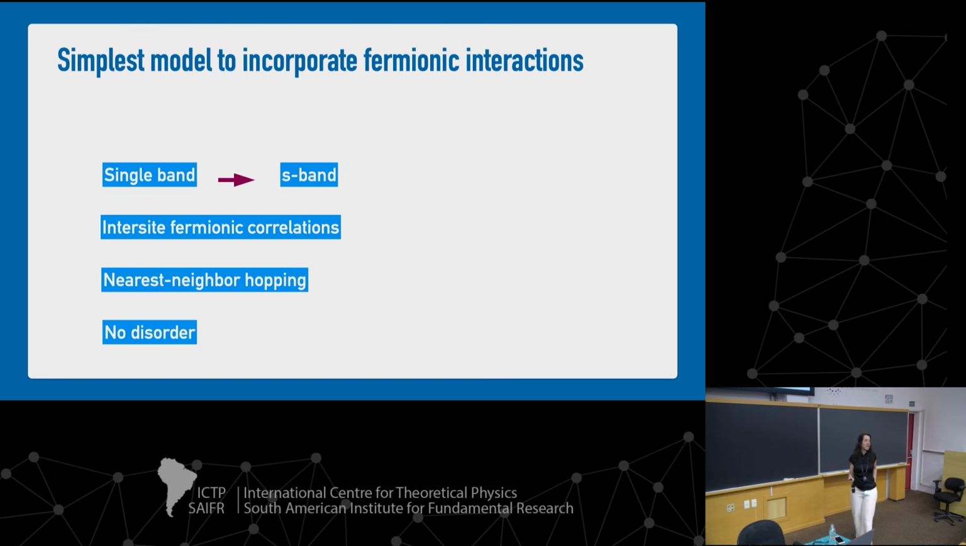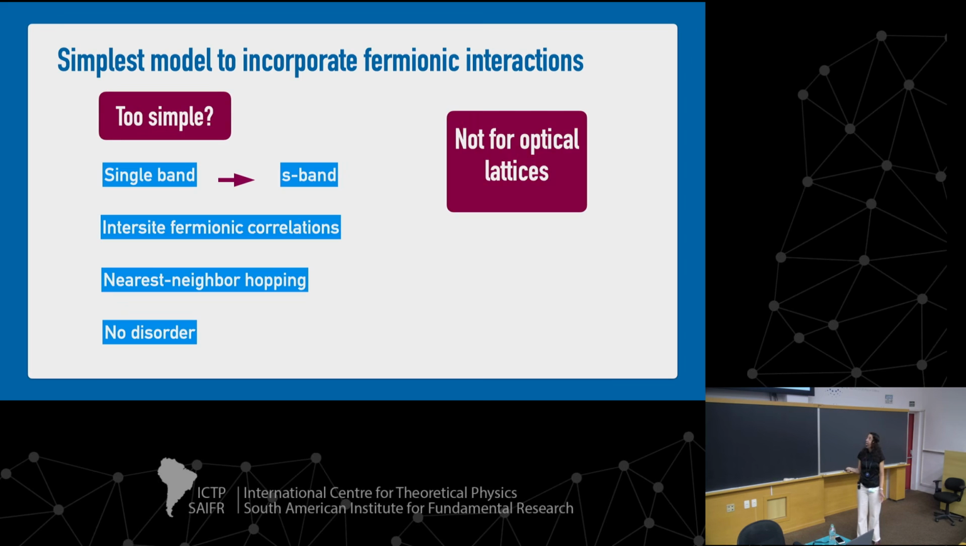And the question is, we have a single band. We are considering only one level per minima, so we are in an S band. We are considering only on-site fermionic interactions. The fermions only interact when they meet on the same site, not long-range interactions. We are considering only nearest neighbor hopping. We are not allowing the fermions to hop further than the nearest neighbor, and we are, for the time being, not going to consider disorder. And the question is, is it too simple? And the answer is no, not for optical lattices.